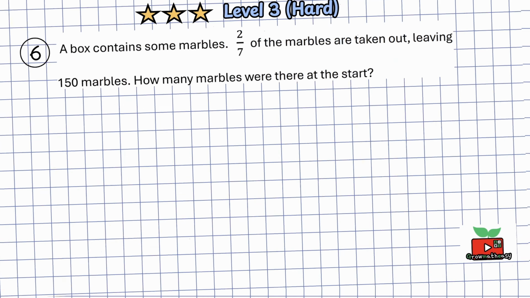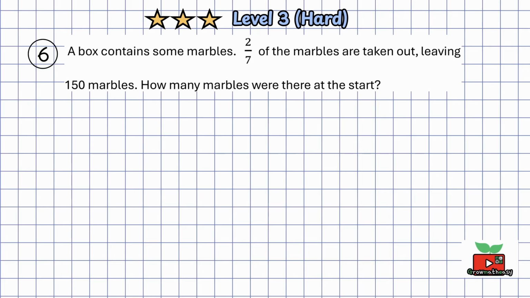Let's move on to question 6. This one is a little different, but don't worry, we'll solve it step by step. A box contains some marbles. 2/7 of the marbles are taken out, leaving 150 marbles. How many marbles were there at the start? If you want to try it yourself, pause the video now.